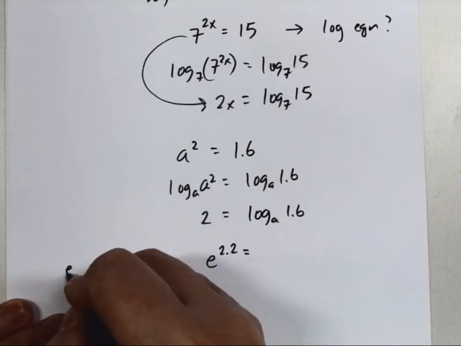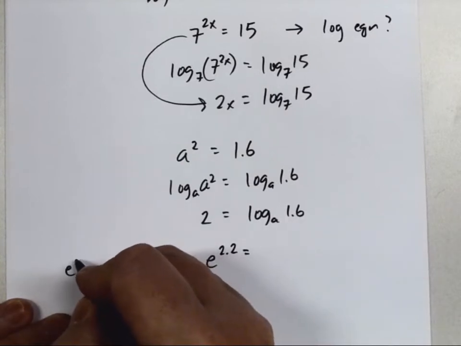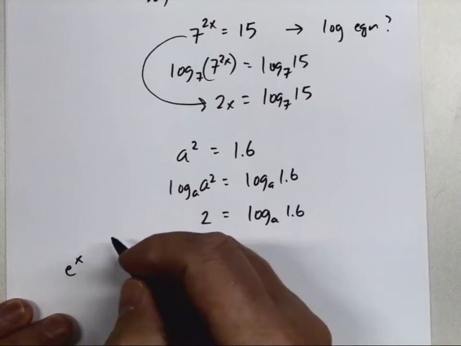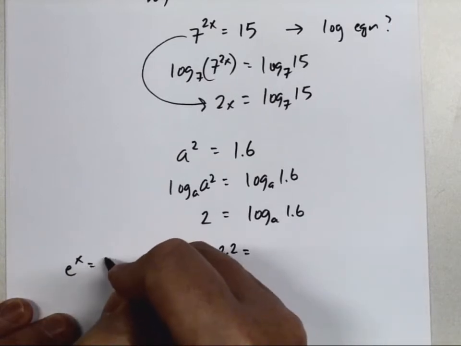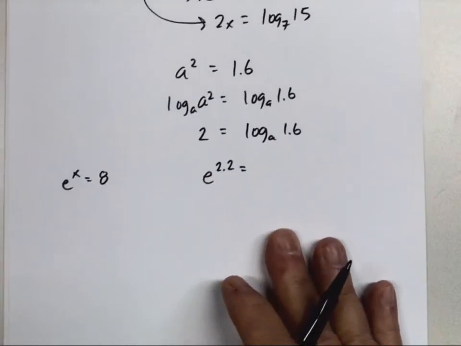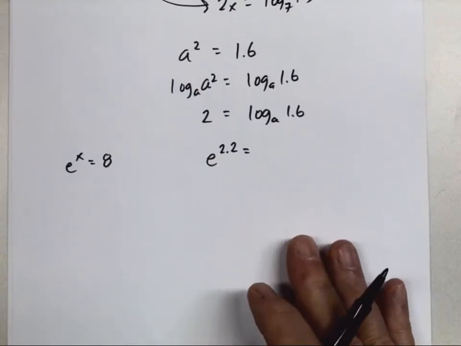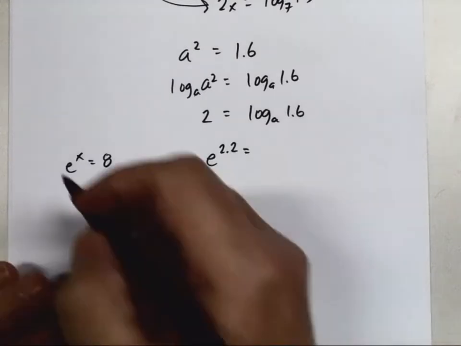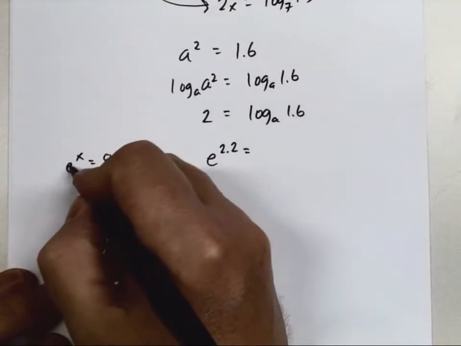Oh, let's do this one first. This one might be a little confusing. Let's start out, make sure everybody is getting this. e to the x equals 8. I'm asked to rewrite this as a log function. I'm going to take the log of both sides.